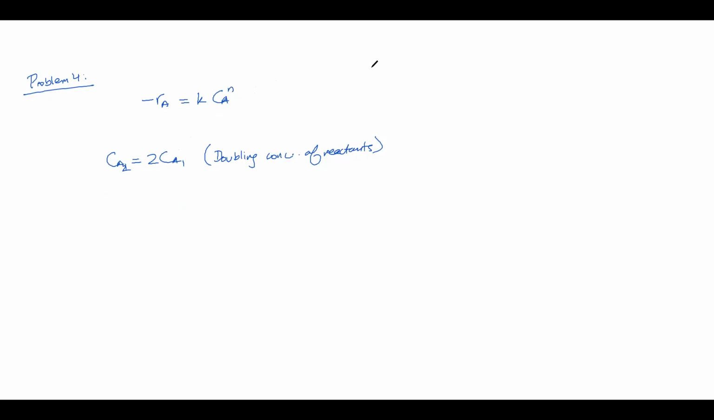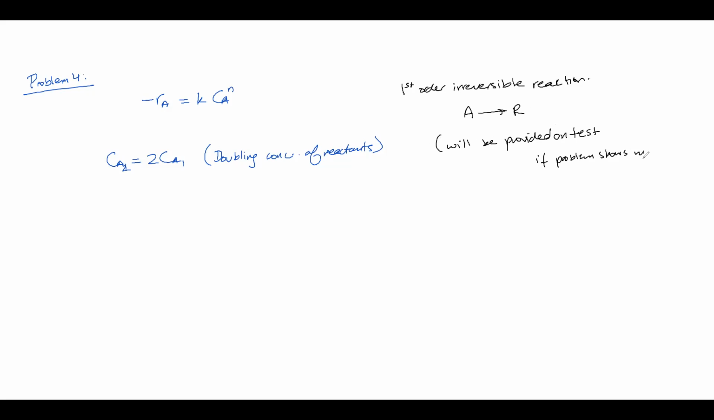But let me just put a fact here. So this is a first order irreversible reaction, right? A goes to R. And this will be there if the problem shows up, right? Okay, I'm assuming some people just look at the answers and don't listen to this video.